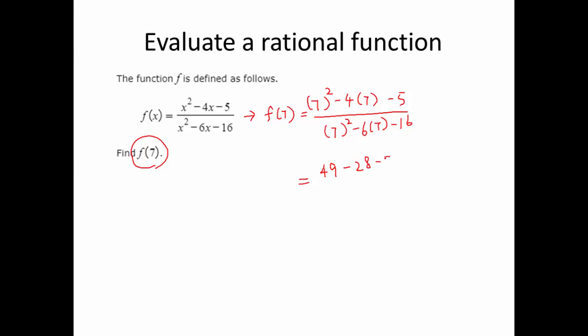49 minus 28 minus 5 over 49 minus 42 minus 16. We end up getting 16 over negative 9. Done.